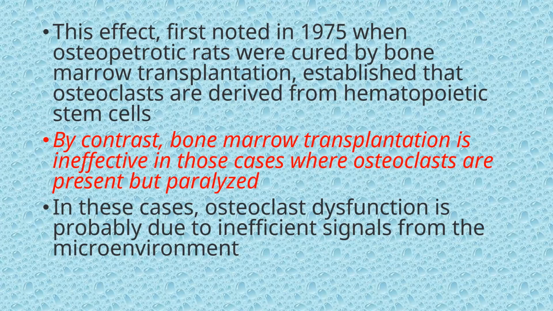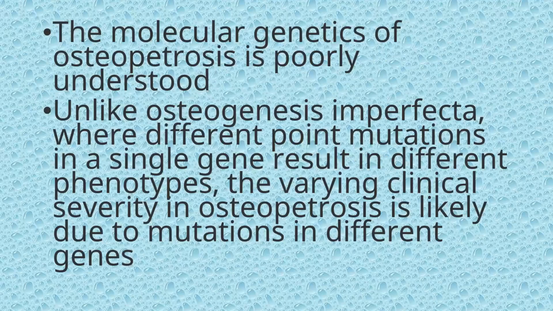In these cases, osteoclast dysfunction is probably due to inefficient signals from the microenvironment. Could be from the RANKL, which the osteoblasts send to stimulate the osteoclast to function. The molecular genetics of osteopetrosis is poorly understood. Unlike osteogenesis imperfecta, where different point mutations in a single gene result in different phenotypes, the varying clinical severity in osteopetrosis is likely due to mutations in different genes.